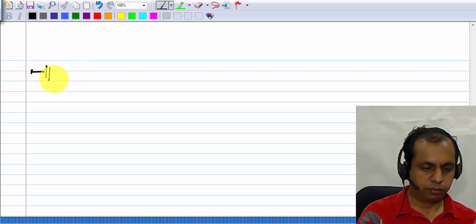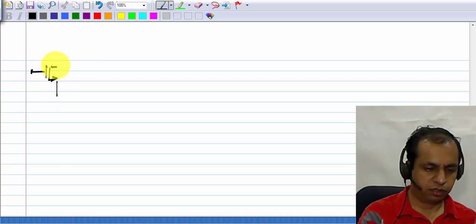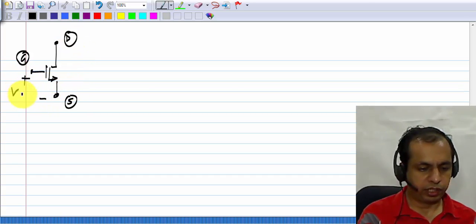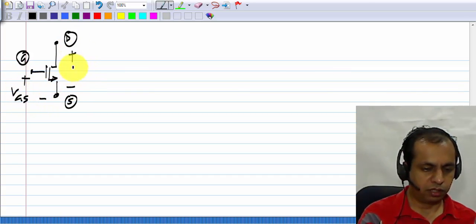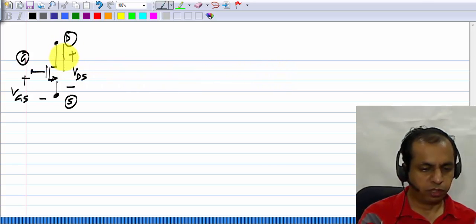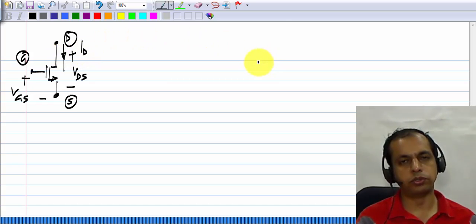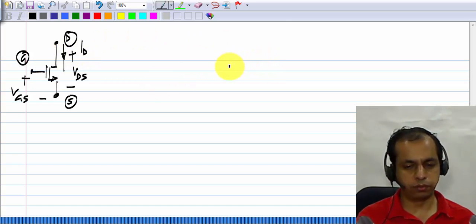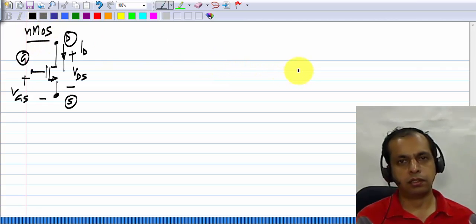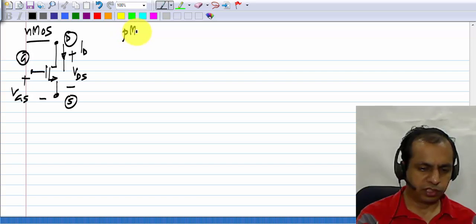Just for the sake of comparison, I will put down the NMOS transistor here. This is the drain, gate and source, and we choose the gate source voltage and the drain source voltage as the independent variables while describing the current ID, the drain current that flows from drain to source, and the gate current is 0. This is the NMOS transistor.